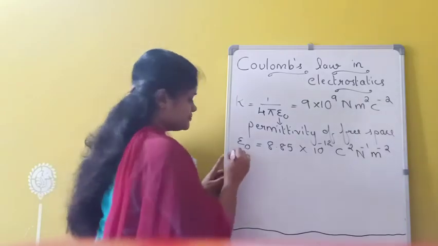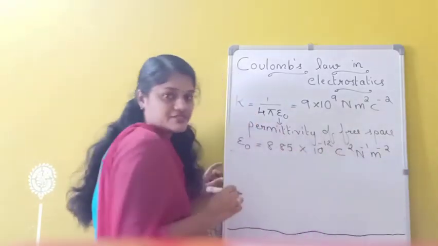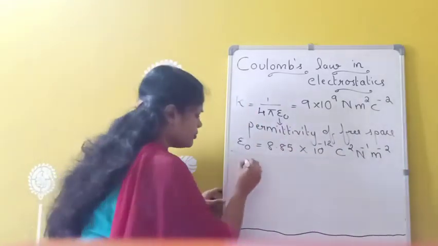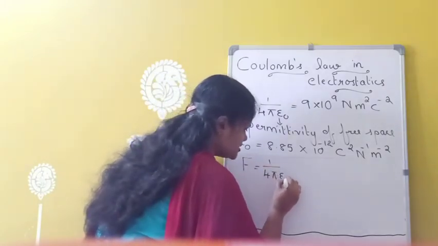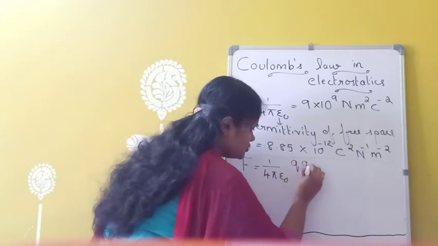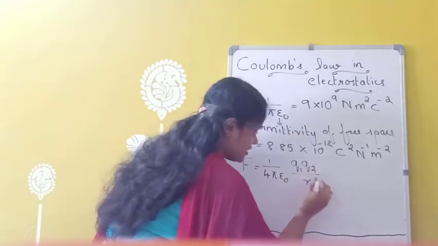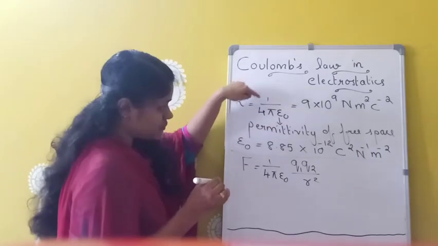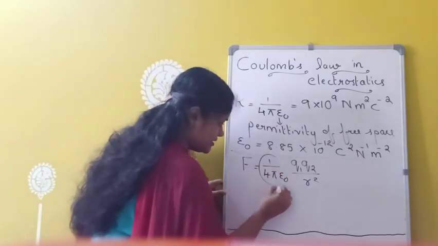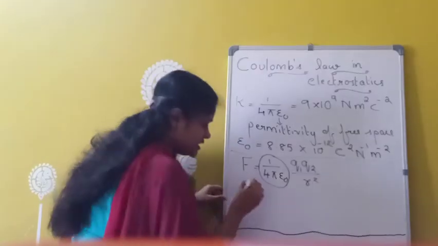Okay. Now, how we get this unit I will tell you. We have the formula F equals 1 by 4 pi epsilon 0 Q1 Q2 by R square. And I want to know the unit of 1 by 4 pi epsilon 0. Okay, so I am taking 1 by 4 pi epsilon 0 on the left hand side.